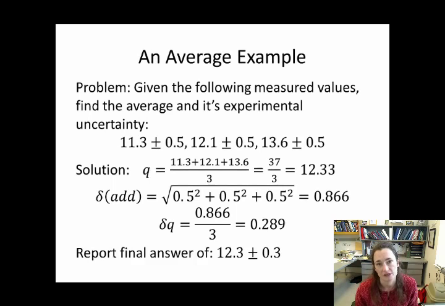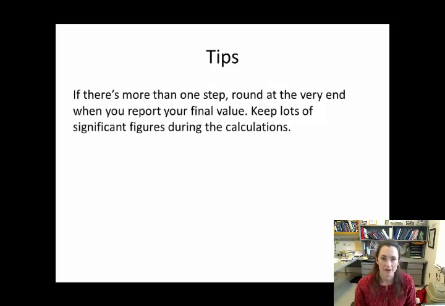Remember, our rule is for uncertainties that you keep at most 2 and preferably 1 significant figure in your uncertainties. So what we would do is we would round up 0.289 to 0.3, then we would match the precision of our uncertainty to the precision of our value. So what we would have is 12.3 plus or minus 0.3. So there you go. All right.